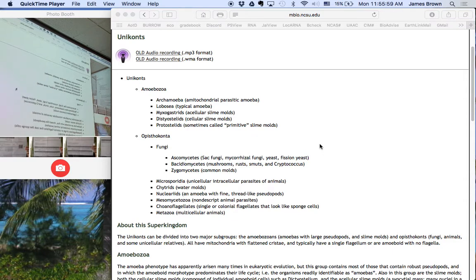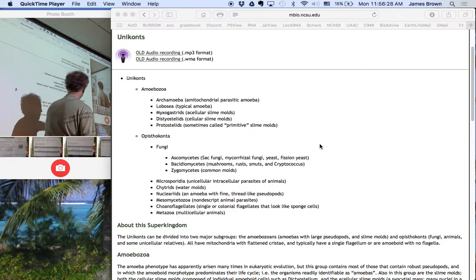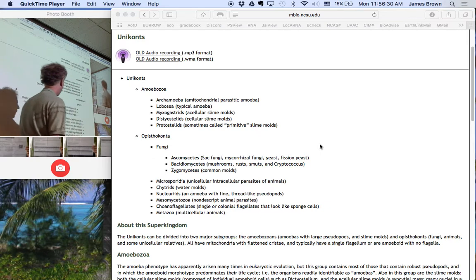The opisthocons contain a variety of familiar creatures. Fungi, microsporidia, and metazoans, animals. Related to animals are the choanoflagellates. Basically, if you think of an individual sponge cell, that's what a choanoflagellate is. And it includes some less familiar ones, the chytrids, water molds, nuclearids, etc.